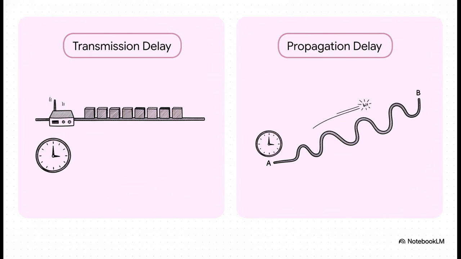Transmission delay is all about the packet's size. It's the time it takes the router to push all the bits of that packet onto the link. Think of it like loading passengers onto a bus. Now, propagation delay is totally different. It's all about distance. It's the time it takes for the first bit to travel from one end of the physical wire to the other. That's the bus's travel time. So one depends on size, the other depends on distance.